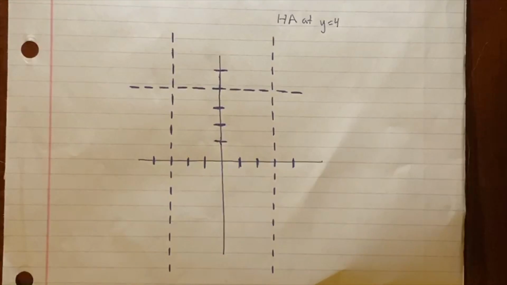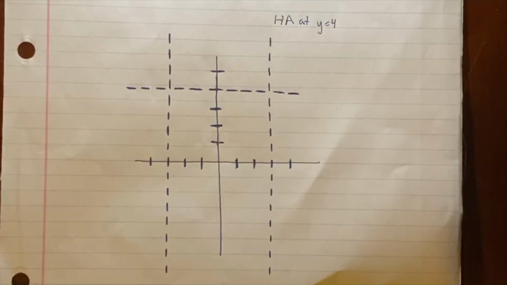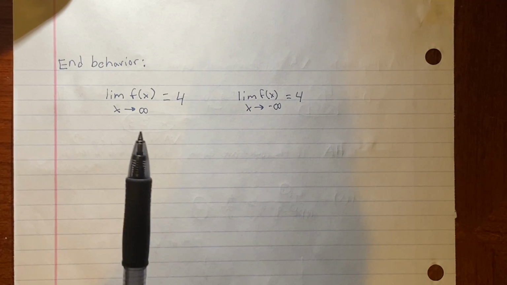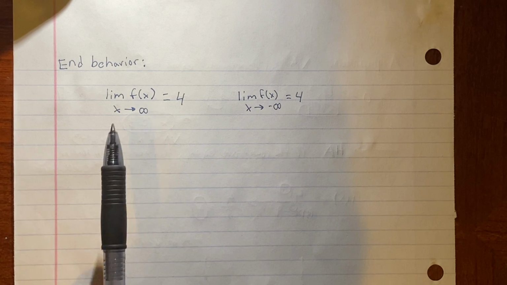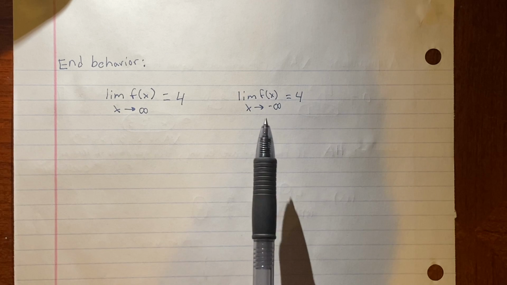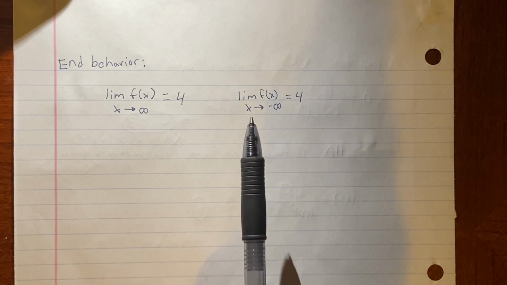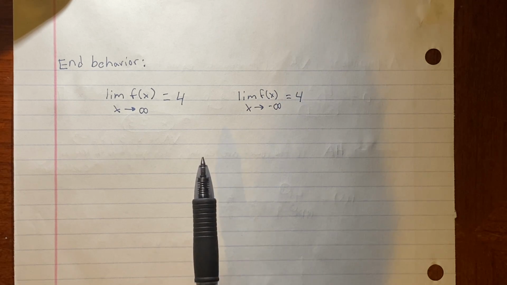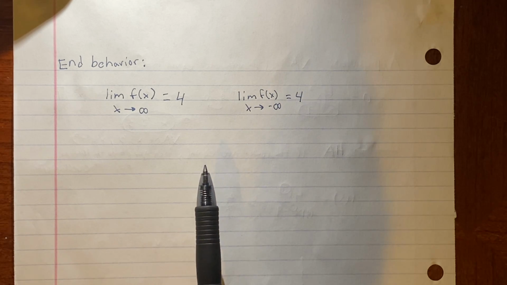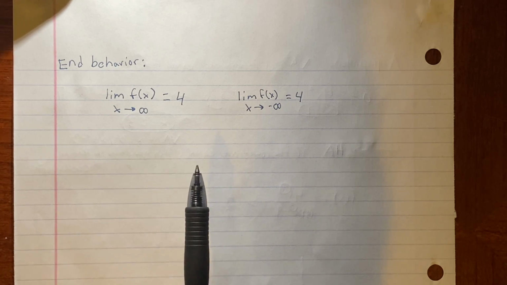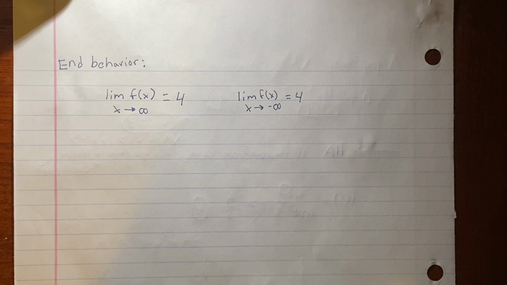Once you do that, you'll have a nice little bare bones for a graph. Next up is end behavior. So for end behavior, we're going to look at the limit of f of x as x approaches infinity, which equals 4 on the graph, and the limit of f of x as x approaches negative infinity, which also equals 4. The reason why they both equal 4 is because there's a horizontal asymptote at y equals 4, and the end behavior of the graph cannot go past 4 as it approaches infinity and negative infinity.